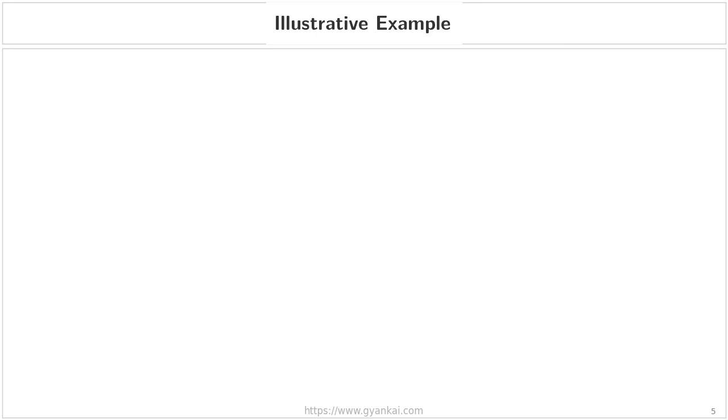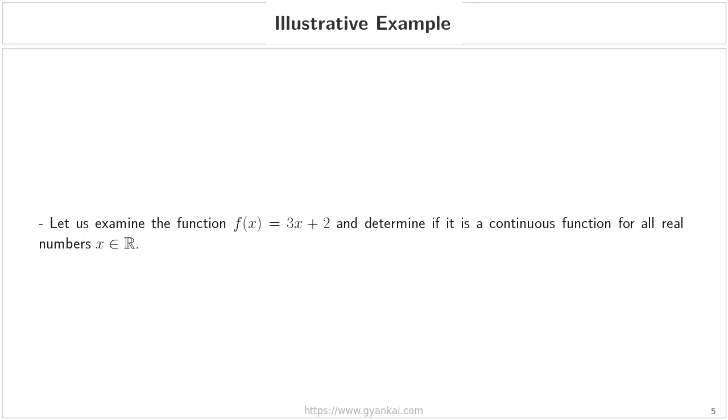Illustrative example. Now that we have established the formal definition and visualized continuity through the temperature analogy, let us apply these concepts to a concrete example. We will examine the function f of x equals 3x plus 2 and determine if it is a continuous function for all real numbers x. To do this systematically, we will follow a 5-step process.